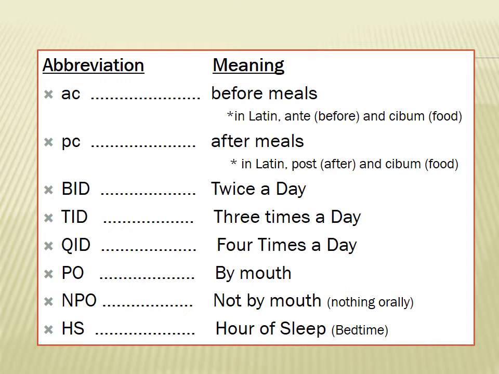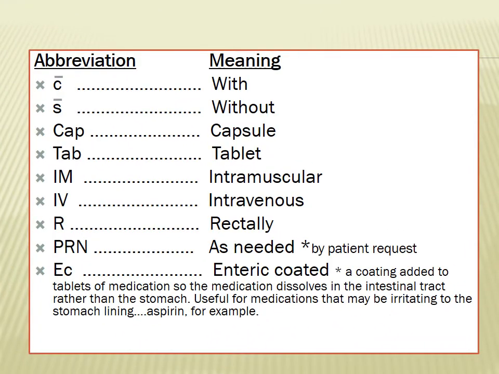So if a medication were ordered to be given at HS, it would mean when the patient was ready to go to sleep. C with a line over it means with. S with a line over it means without. CAP refers to a capsule. TAB means tablet. IM means intramuscular and refers to giving something within the muscle or into a muscle, such as an injection.